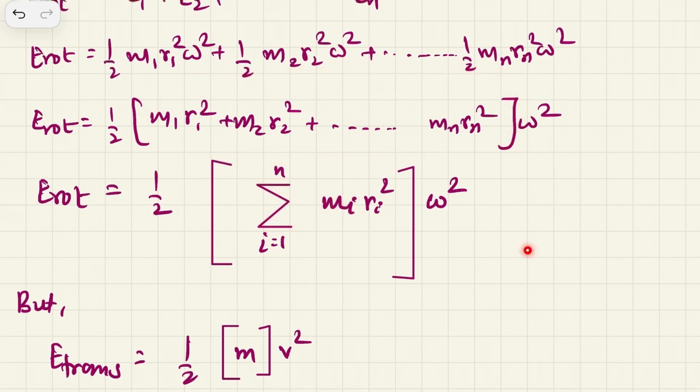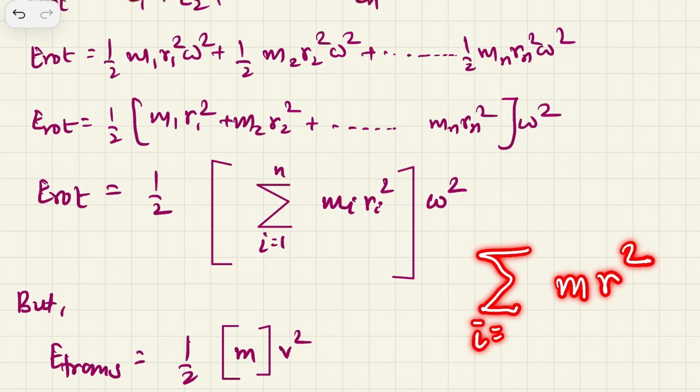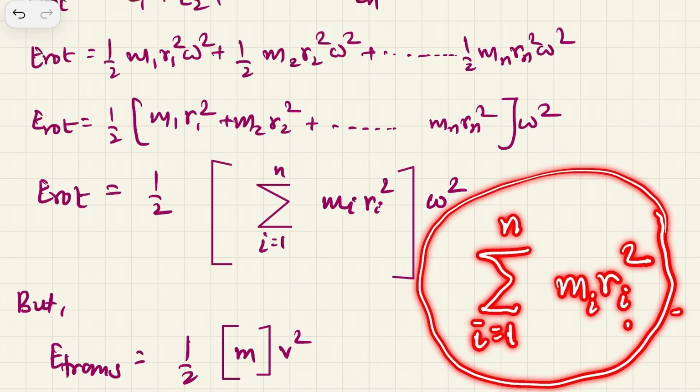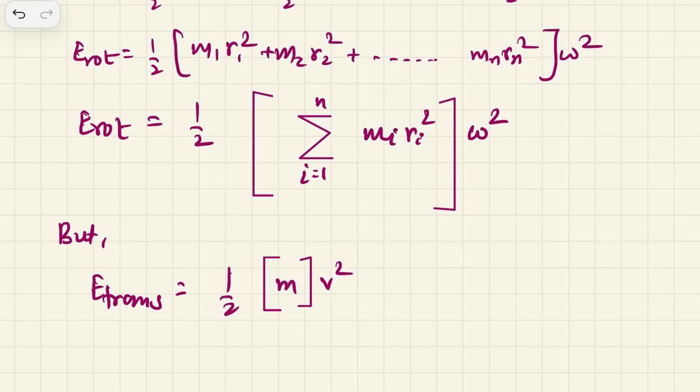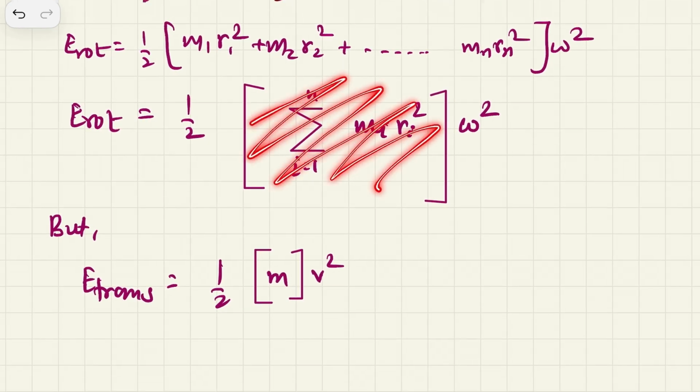Now how do we write this? Summation, whose sum is it? mr square, and the initial value starts from 1, goes till n. So i equal to 1 to n. Whose values are these? These are the values of i's, that is m's and r's. So whatever that bracketed term is, I can just write summation i equal to 1 to n mi ri square. So you can just see how I have written this.